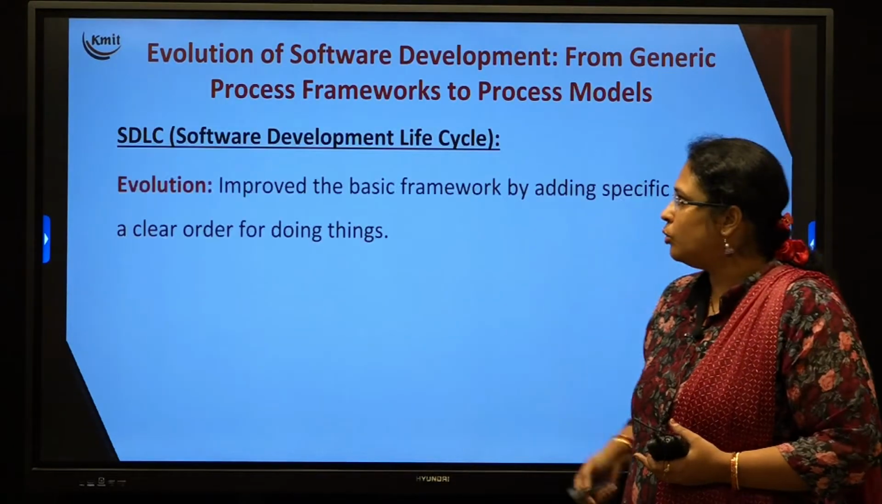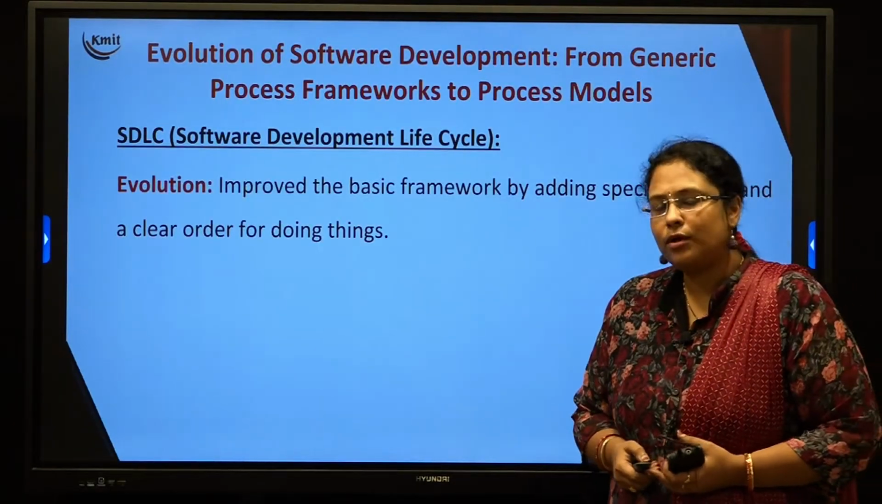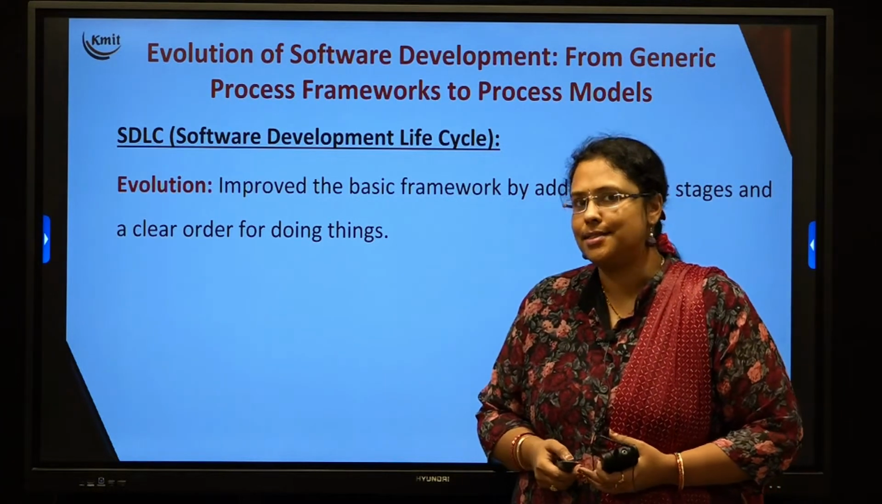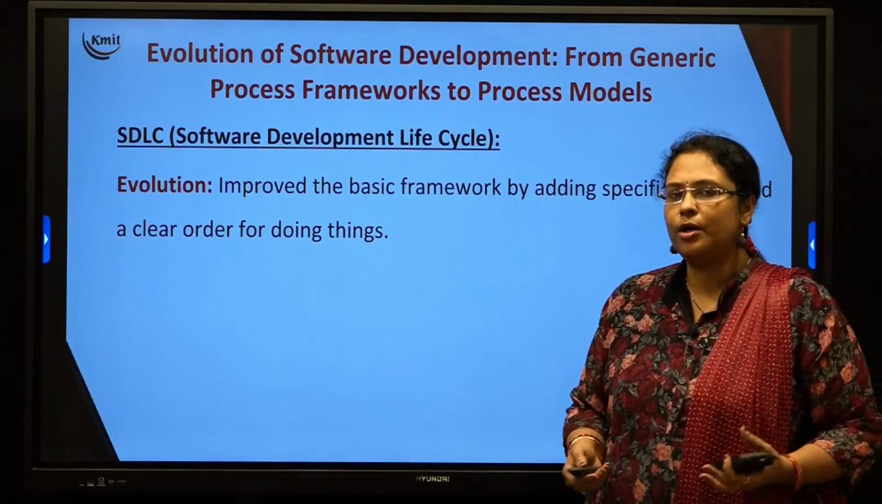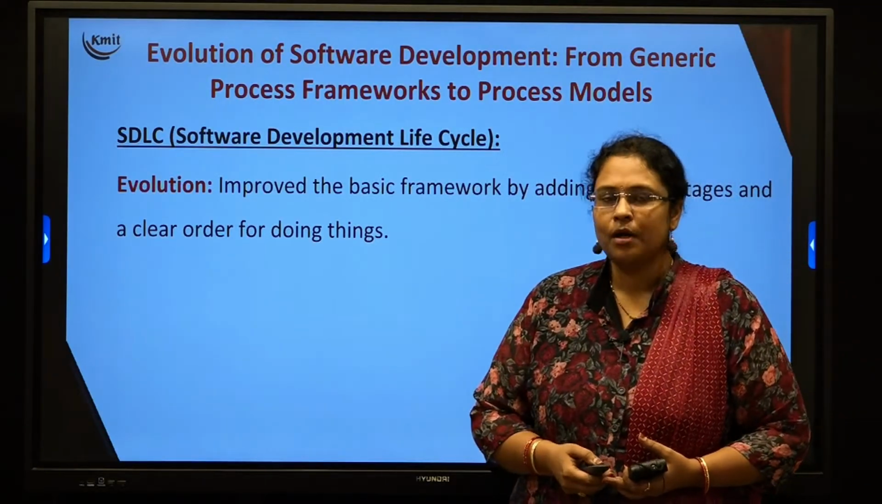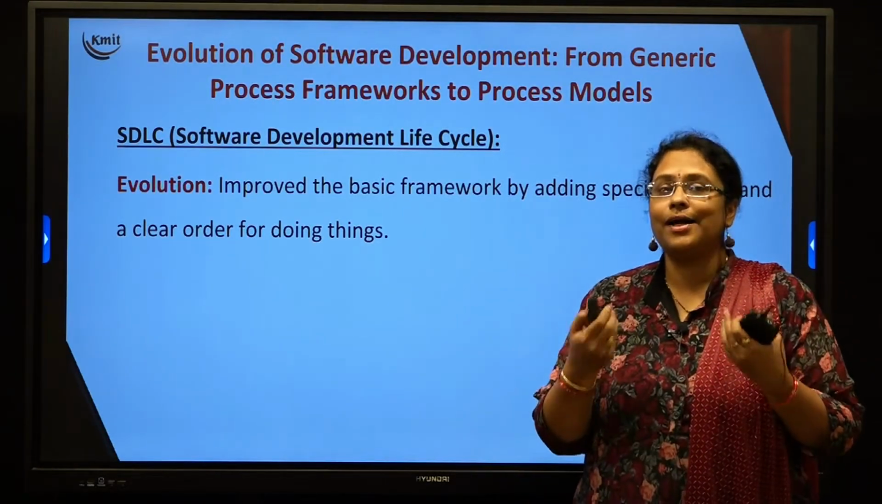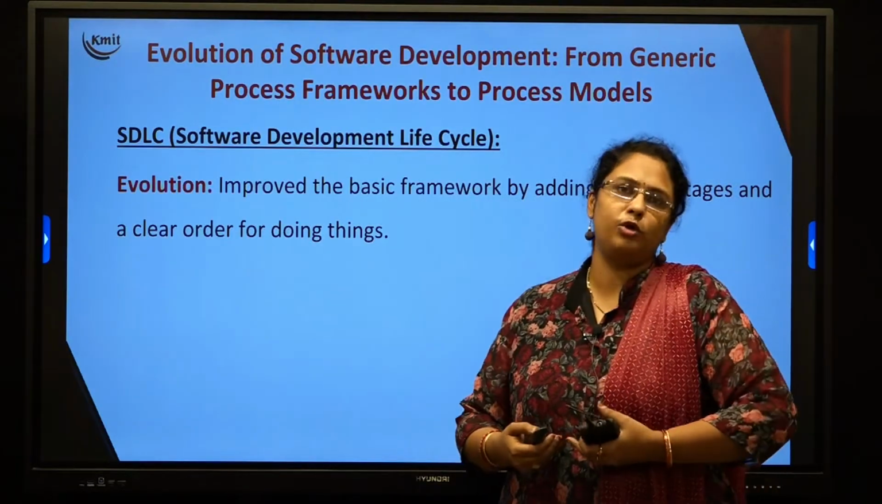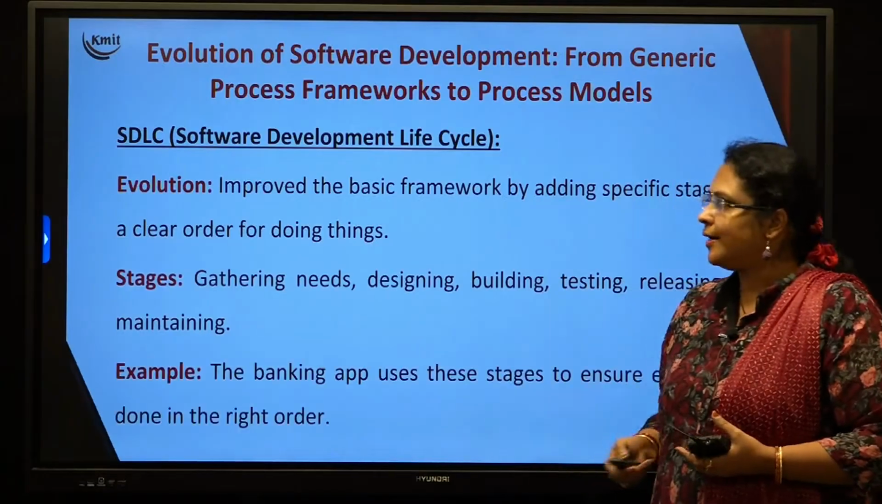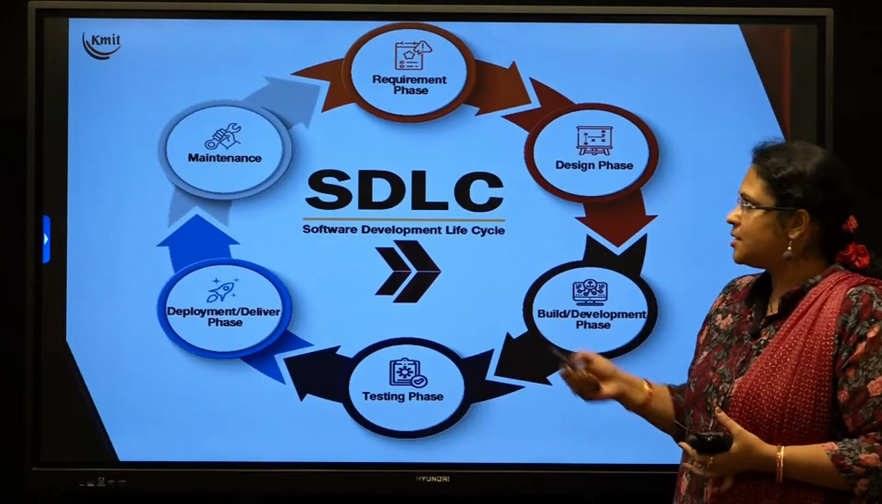Let's look into the first software process model that we have, which is called the SDLC, Software Development Life Cycle. This is the first refined version of your generic process framework, which will guide us as to how you have to move forward in the development of the software. Let's look into the architecture of the SDLC. So this is the architecture.